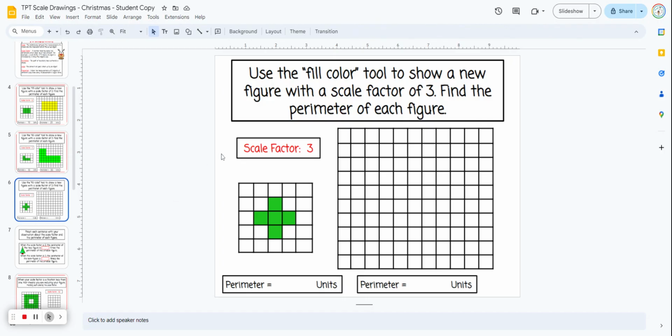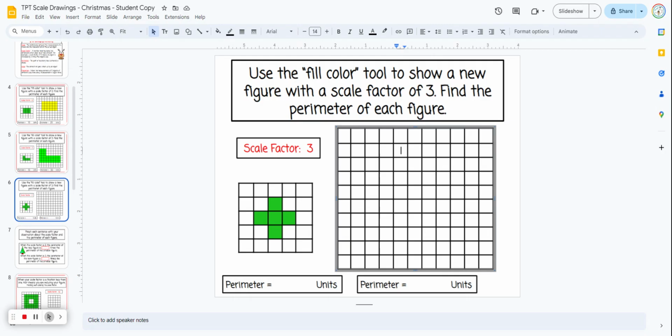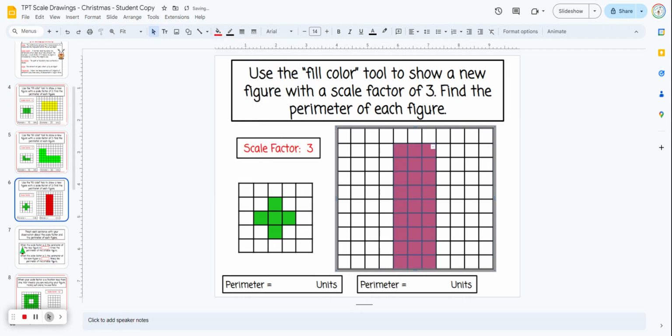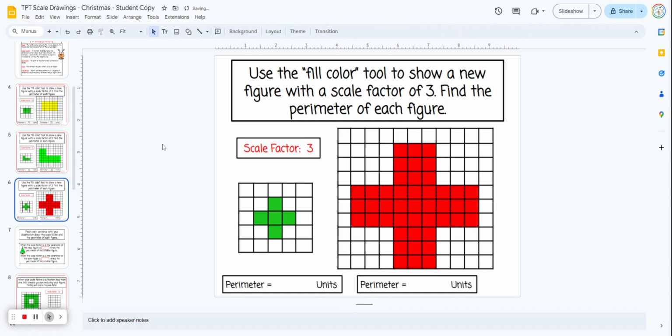On slide 6, this one you might want to start with the students and have them finish on their own. It's a little bit tricky, but again, the scale factor of 3, so they're going to multiply every side times 3. And to highlight, again, just click and hold in one of the squares, and then scroll across until they have what they want to fill in. And again, they can only highlight a rectangle shape at a time.